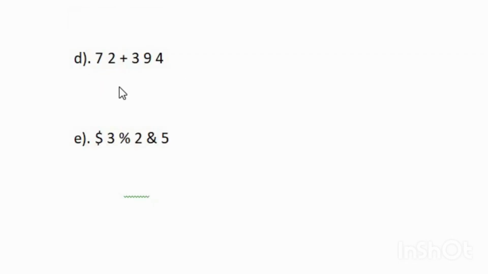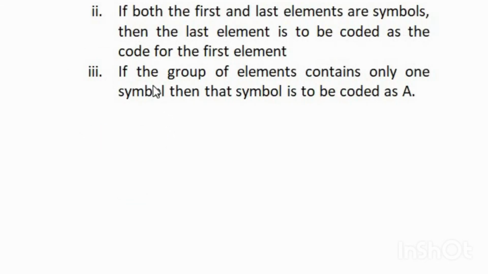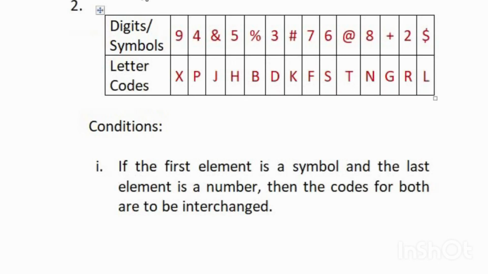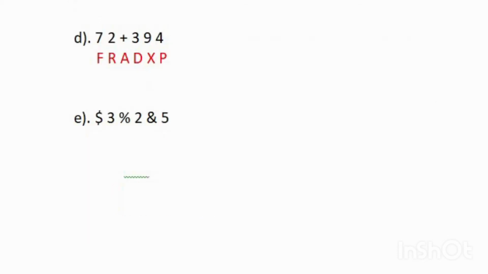In the fourth question we can apply the third condition. The third condition is that if the group of elements contains only one symbol, then that symbol is to be coded as A. So instead of plus we can write A, and the code for the rest of the numbers will be the same as per the table. For 7 it is F, for 2 it is R, for 3 it is D, for 9 it is X, and for 4 it is P. So we will get the answer F, R, A, D, X, P.